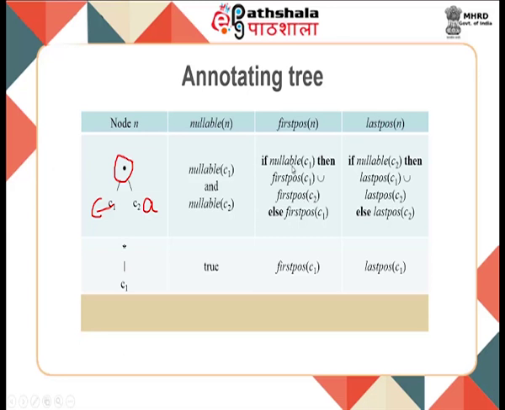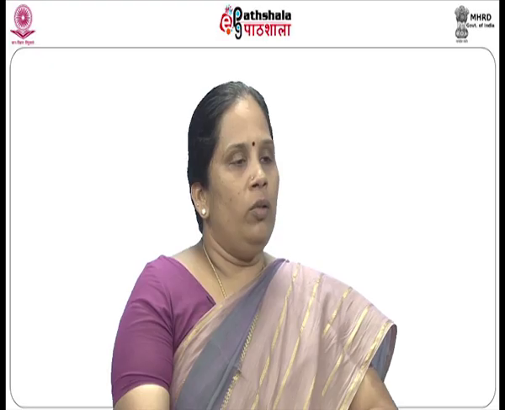If it is not nullable, then the first position of the node is the left child's first position and the last position will be the last position of C2. This is again obvious, it is a concatenation operator, C1 followed by C2. So first position will be what is done by the left child and last position will be what is done by C2. So this is how you compute.